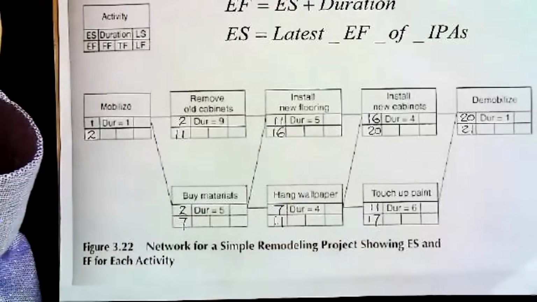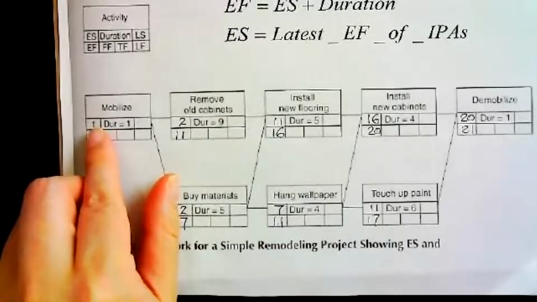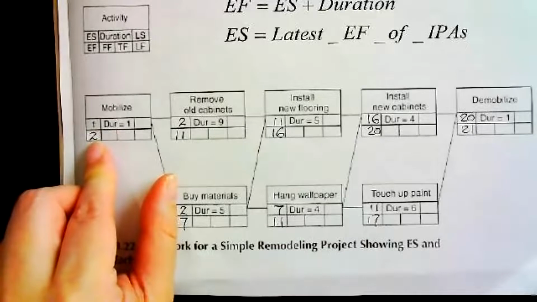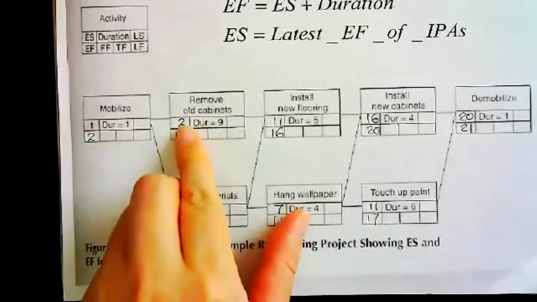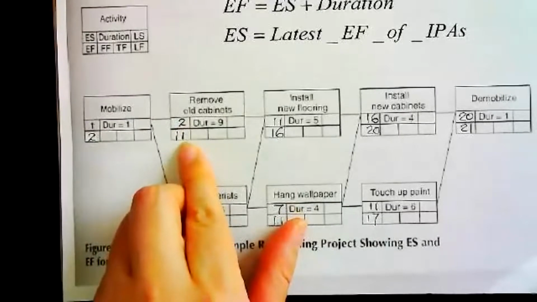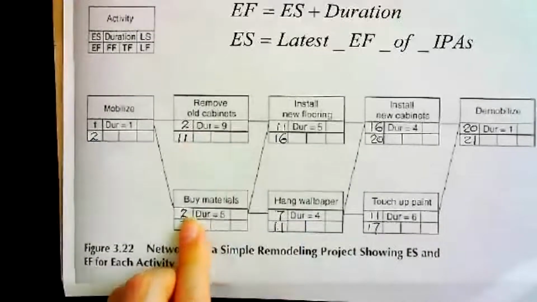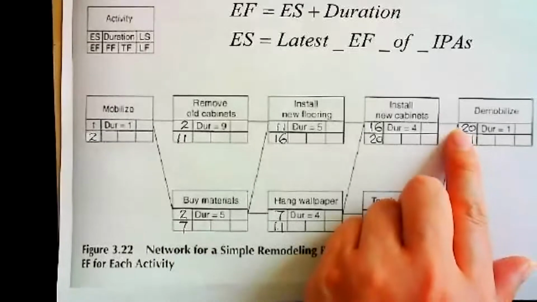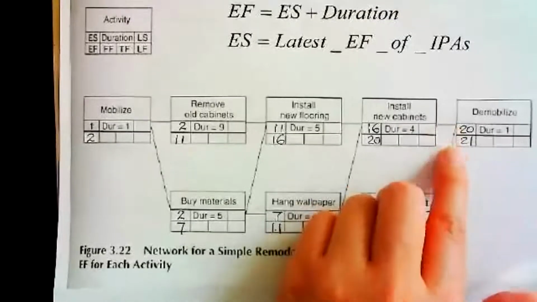So this is morning of day 1. This is the morning of day 2. Morning of day 2 is actually equivalent to evening of day 1. This is morning of day 11, morning of day 7, and so this is morning of day 21.